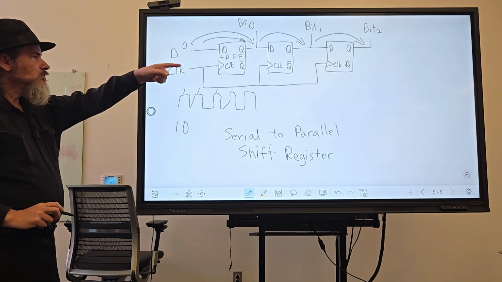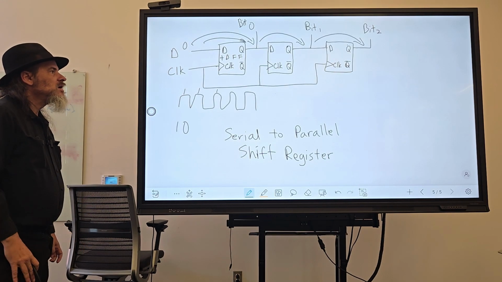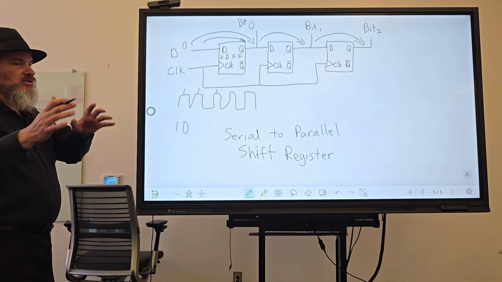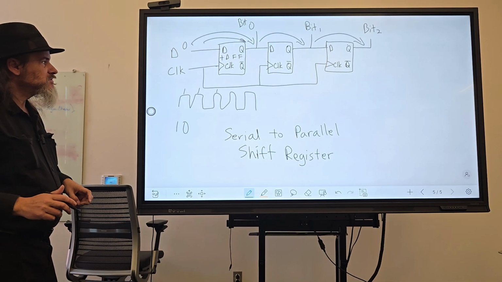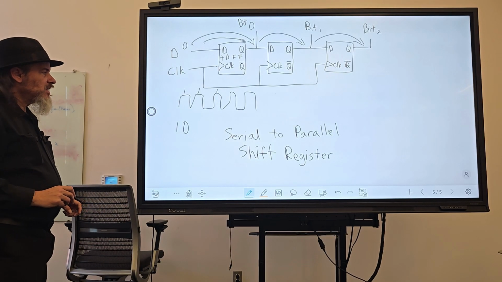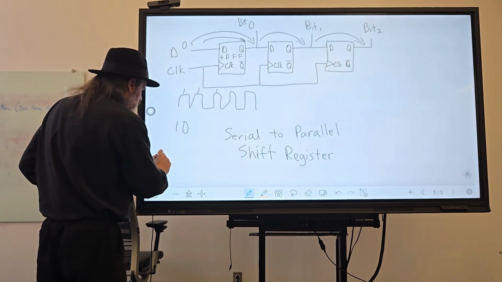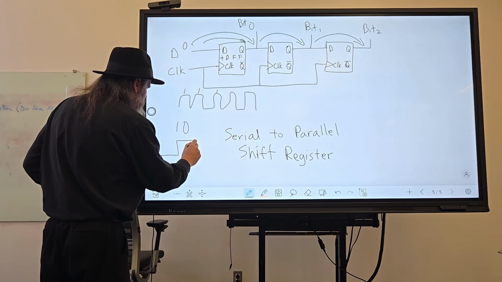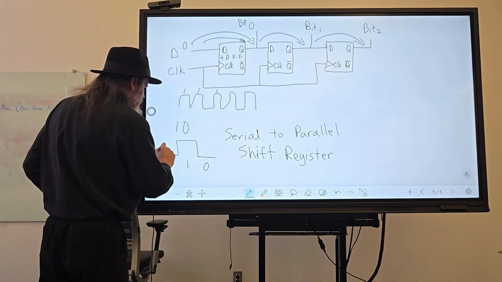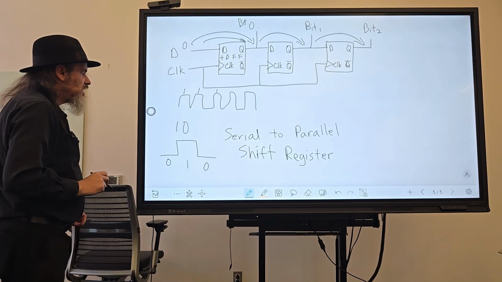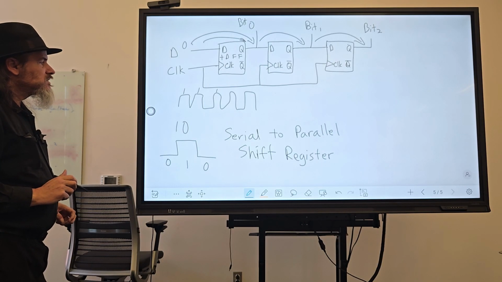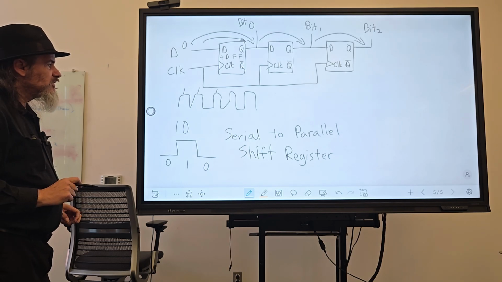Each clock cycle would, in turn, shift all the bits to the right one position. And the data coming in, in this case, was 0, 1, 0, 1, and then 0, for example. The serial to parallel shift register.